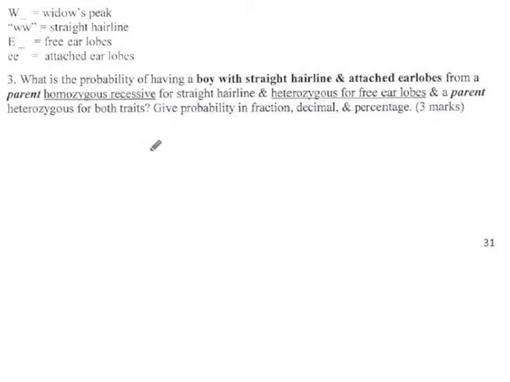Okay, one more dihybrid cross involving the hair and ears thing. They say, what is the probability of having, we'll get back to this in a second, from a parent who is homozygous recessive for straight hairline, so little w, and heterozygous for free earlobes. They could have just said heterozygous, we would have gotten it. And a parent who is heterozygous for both traits, big W, little w, big E, little e.